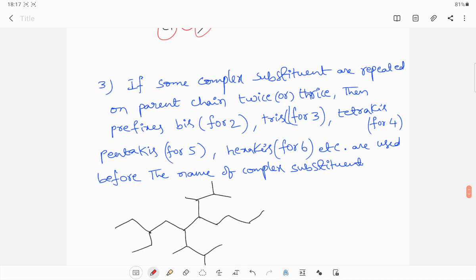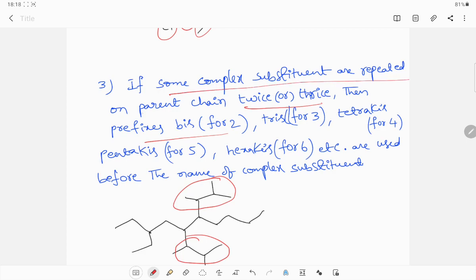Third point. If some complex substituents are repeated on the parent chain, then in this case what do we need to do? Twice, thrice, then prefixes bis. See, if complex substituents are repeated on the parent chain twice or thrice, then prefixes bis for 2, tris for 3, tetrakis for 4, pentakis for 5, hexakis for 6, etc. are used before the name of the complex substituent as it is. But if 2 times or 3 times repeated, then other prefixes will be introduced.